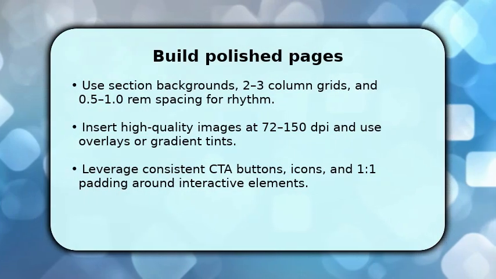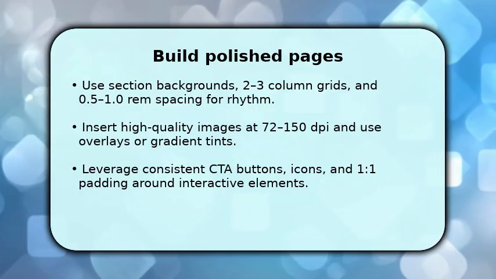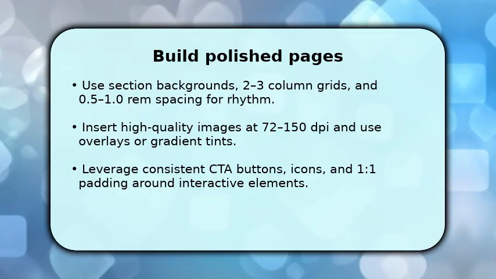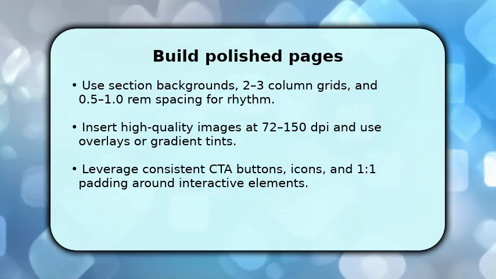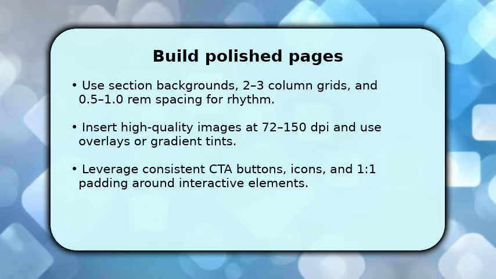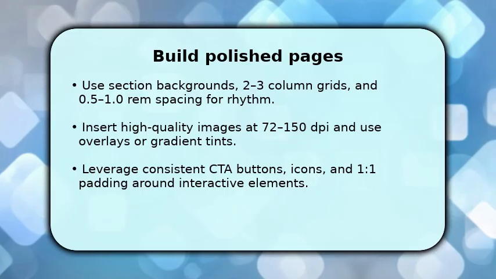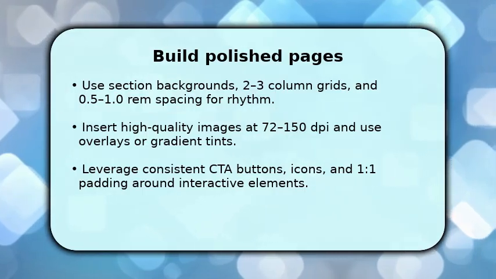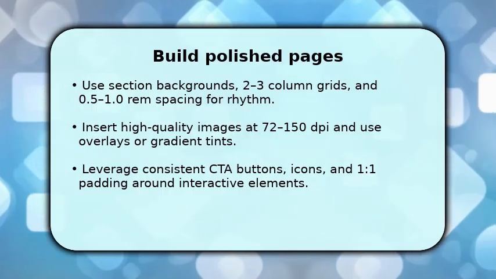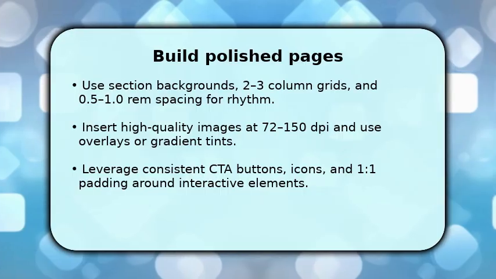Once structure is set, you assemble content with a designer's eye. Use section backgrounds and 2 or 3 column grids to create visual hierarchy. Keep spacing consistent at about 0.5 to 1.0 rem so sections breathe. Add high-quality images optimized for web, then apply a subtle overlay or gradient tint for legibility. Standardize CTA buttons and icons so actions are obvious. Make sure interactive elements have 1 unit of padding and consistent alignment.